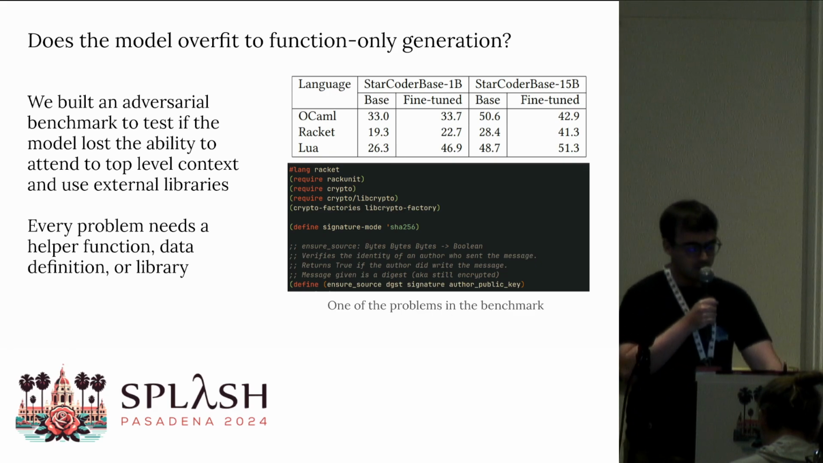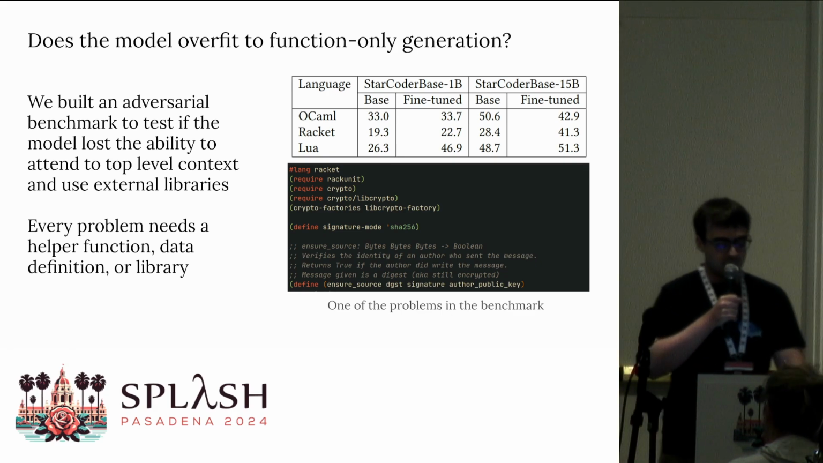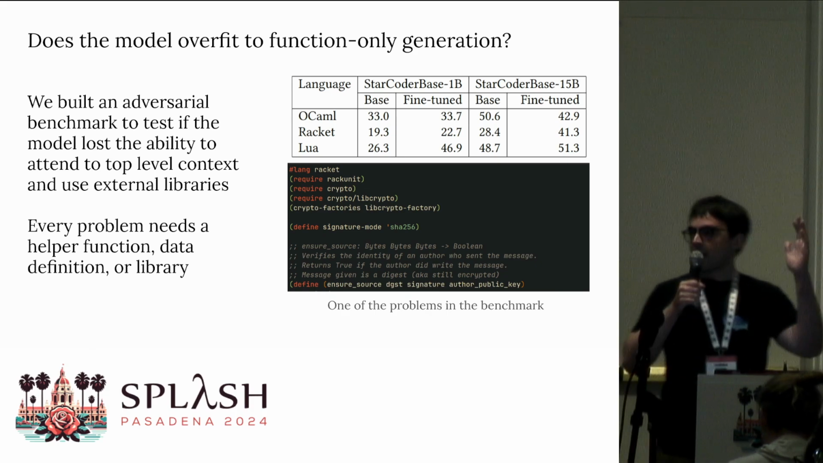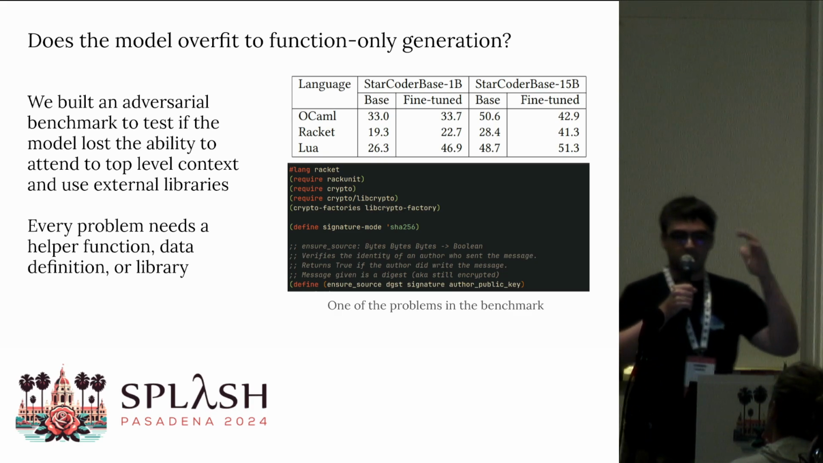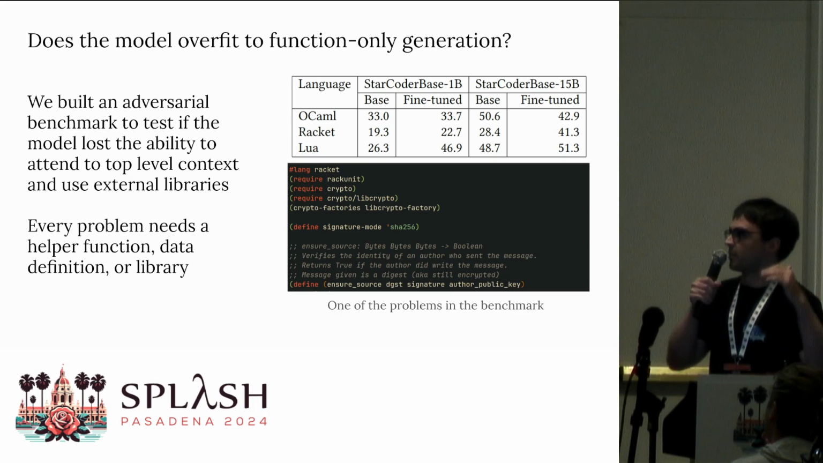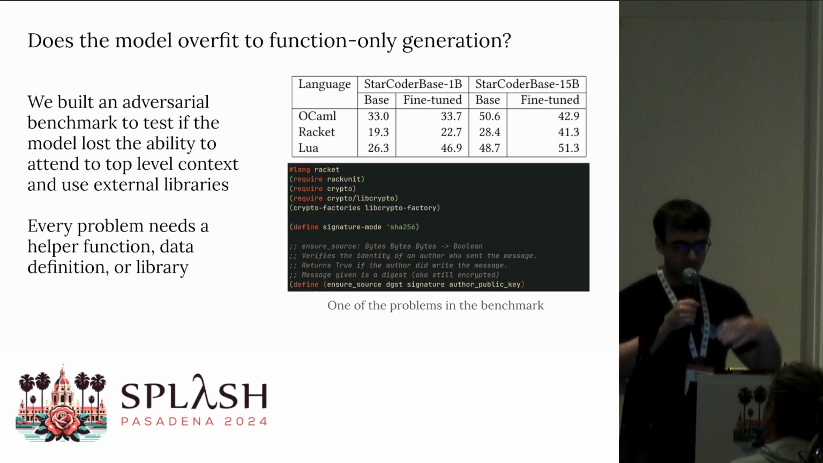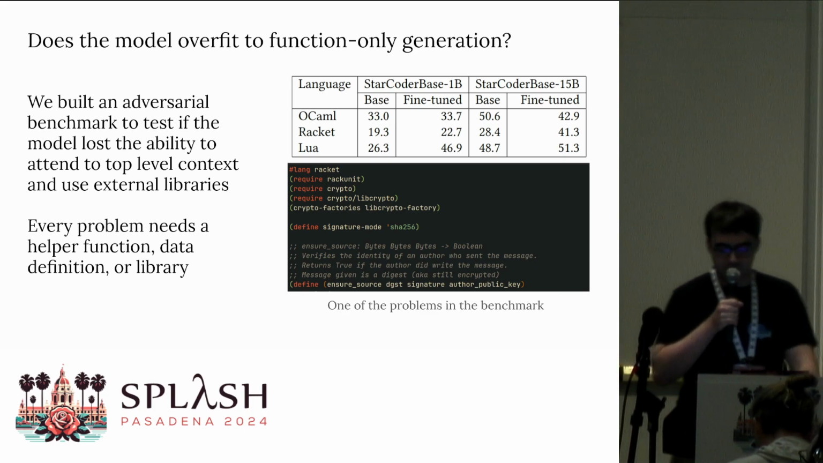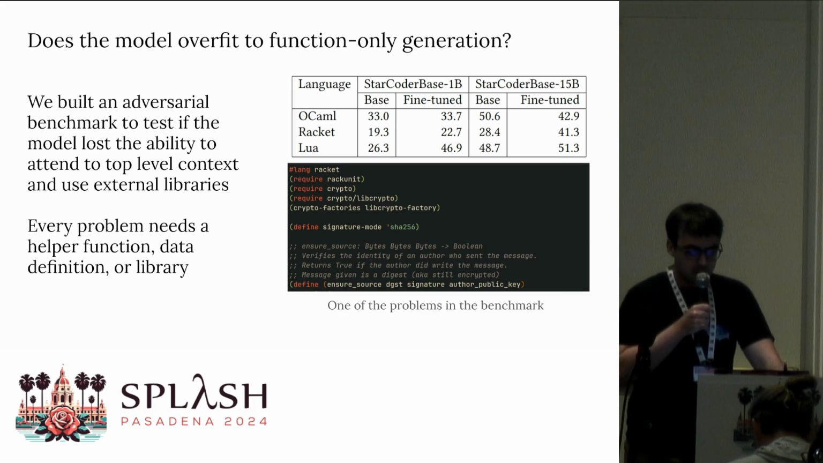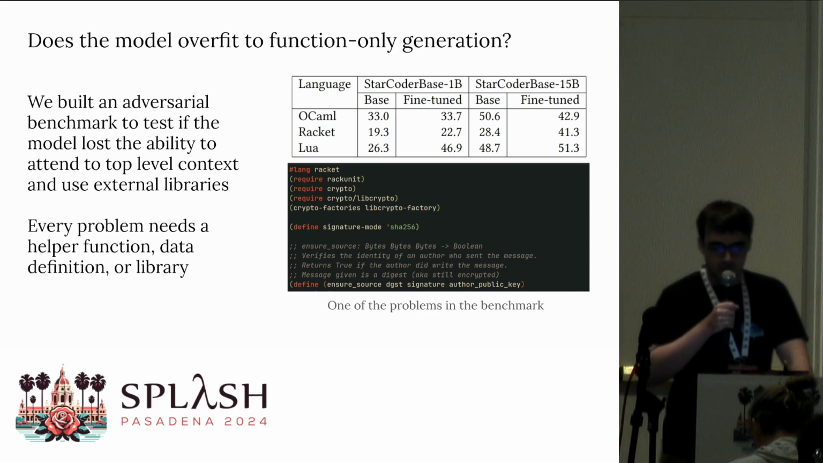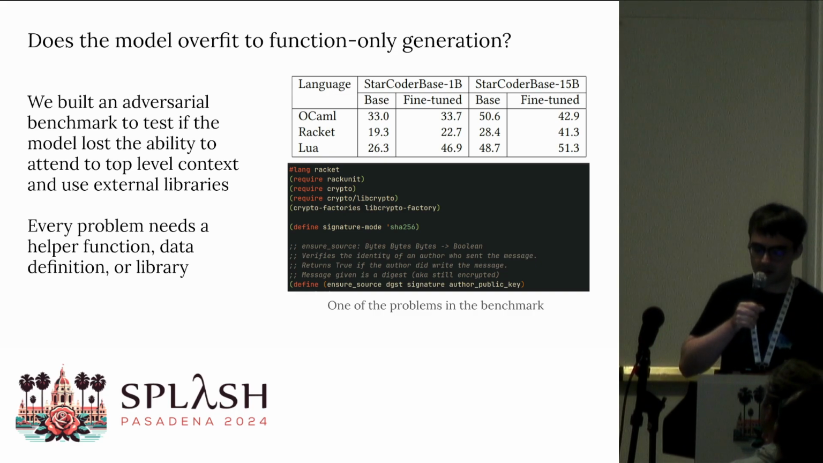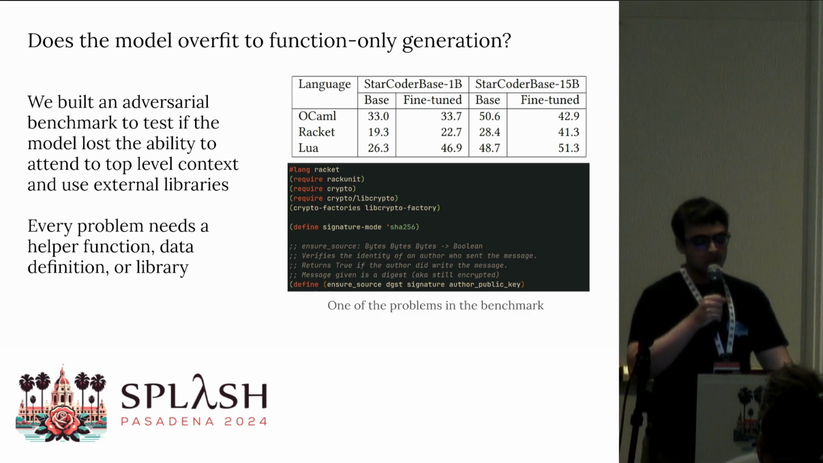And so every problem in this benchmark needs a helper function, a data definition, or to use a library. And for every language, the model has to work with exactly the same problems, so we can compare between languages as well. And also here we have some mixed results. So we can see that we may have overfit on OCaml, where for the 15B model it does a little bit worse. But for all other languages and models, it seems to do quite well.